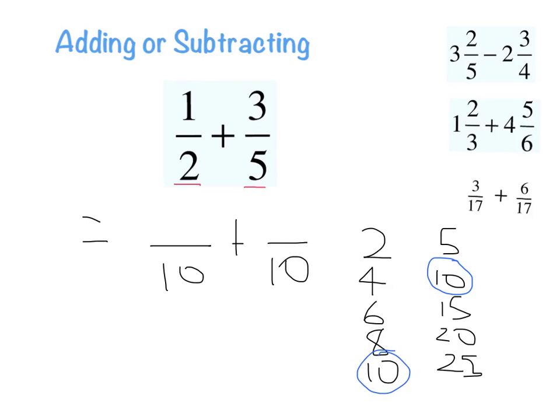Again, this should be a revision. Okay, so my common denominator is going to be 10. Now, what multiple of 2 is 10? What have I had to do to 2 to make it into 10? I've had to multiply it by 5. What I do to the bottom, I do to the top. What I do to my denominator, I do the same thing to my numerator.